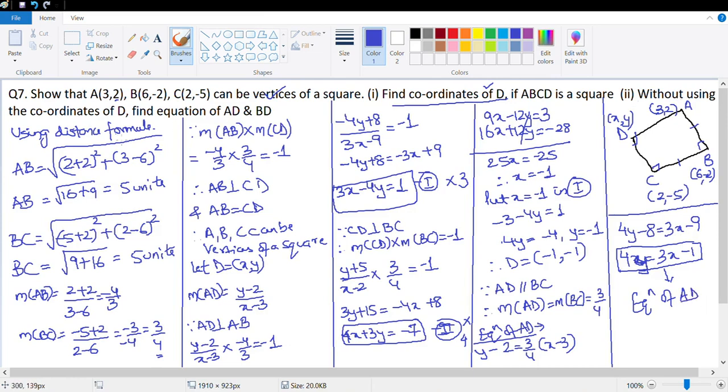This part is also done. Next, we need to find the equation of BD. Oh, that's a very long question. Let's look at how we can find the equation of BD. So we know that AC and BD bisect each other at 90 degrees, which means slope of BD multiplied with slope of AC will be equal to -1. Perfect. So let's find the slope of AC.